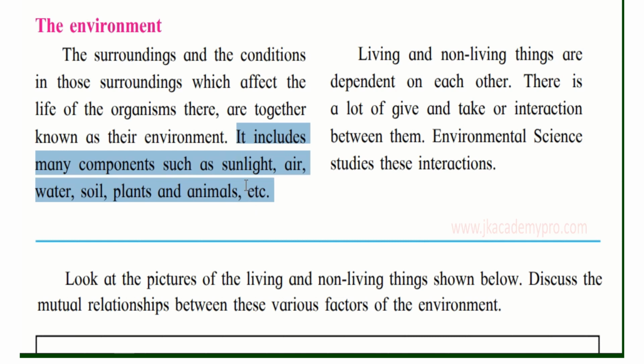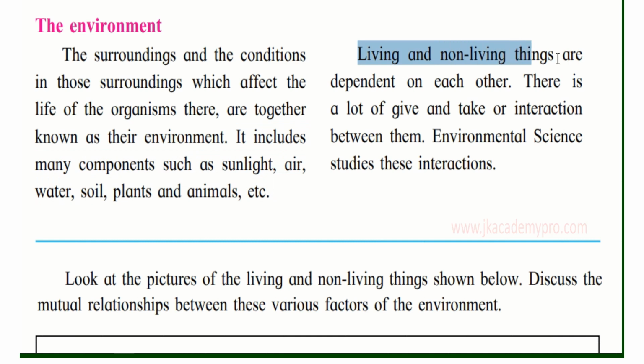Okay, so not only sunlight. See, we have sunlight, we have air, we have water, we have soil, we have plants and animals. So we see that there are not only non-living things but also living things. Sunlight, air, water, soil are non-living things, whereas plants and animals are living things. So not only non-living things but living things are part of our environment. So living and non-living things are dependent on each other. So both are dependent, isn't it?